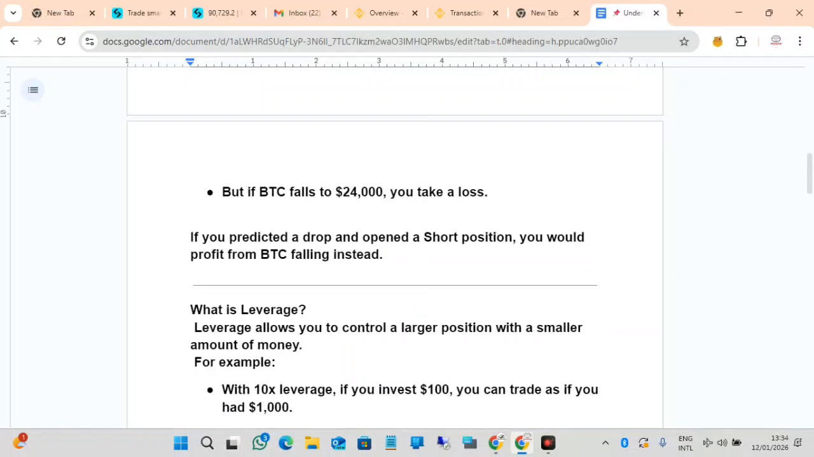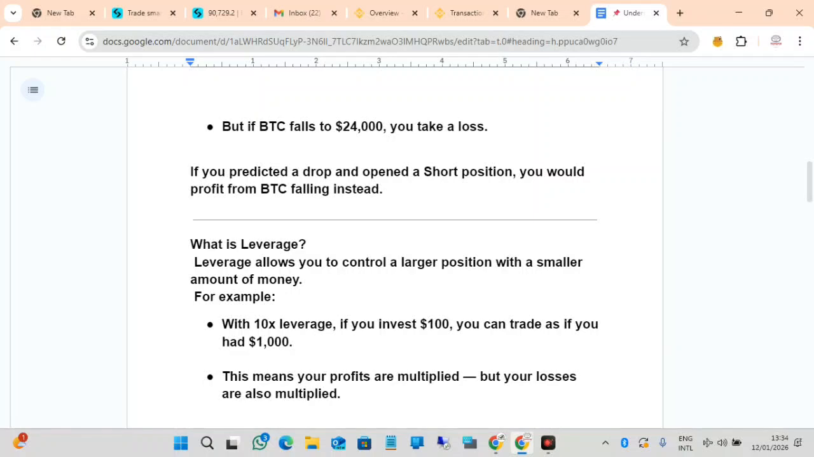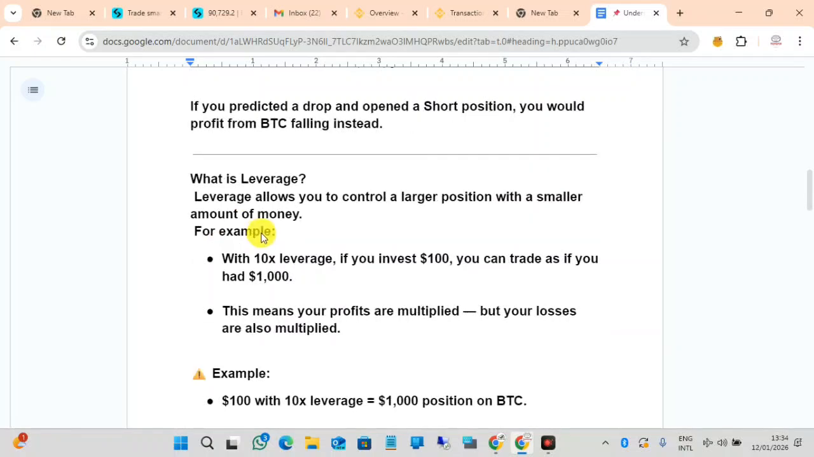Then let's talk about leverage. We have 10x, we have 5x. I will show you right now. So what is leverage? Leverage allows you to control a large position with a smaller amount of money. For example, with 10x leverage, if you invest $100, you trade as if you have $1,000 in your account.